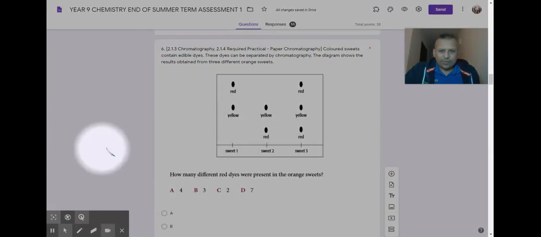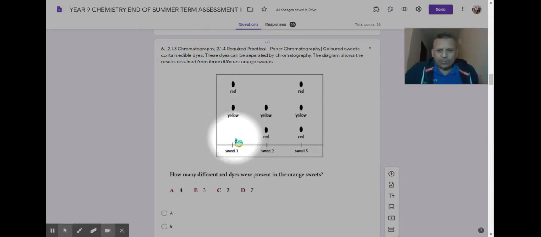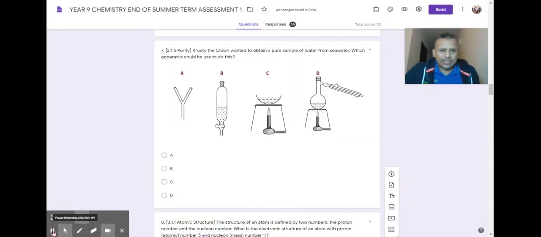Okay, so this was a chromatography one that got quite a few people. You've got one red colour, which is in suite 1, another red dye, which is in suite 2. In suite 3, you've actually got both of those 2 red dyes. So you've got one and then the other. You know that it's identical because of the distances that the colours have travelled, and the chromatography has been done on the same sheet, so it's the same time. So the answer to the question, how many different red dyes were present in the orange suites, the answer is 2. Krusty the Clown needed to select apparatus D, which was simple distillation.